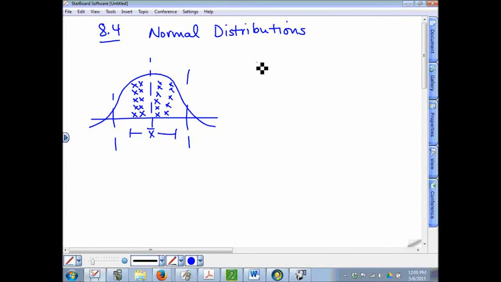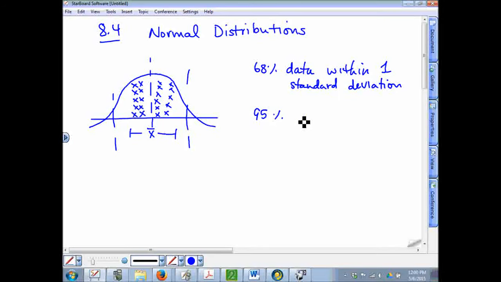Okay, because to make this lesson a little easier, you need to remember the facts. 68% of data within one standard deviation, 95% within 2, and 99.7% is within 3 standard deviations. So pretty much if you go out 3 standard deviations, you're going to cover all of the data, usually. 0.3, you know.